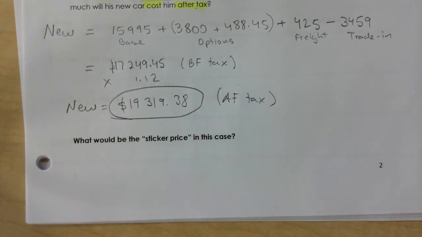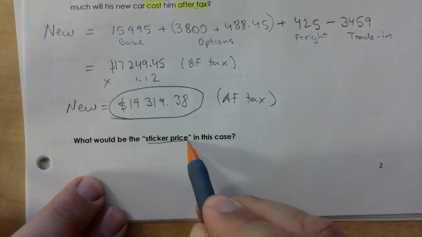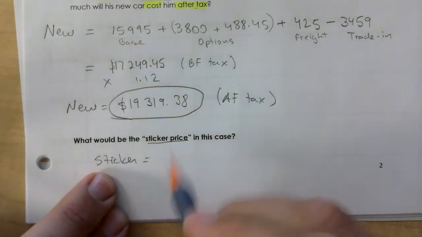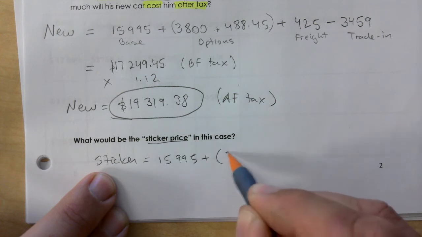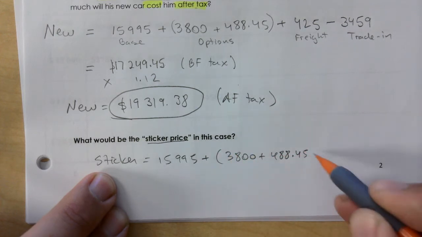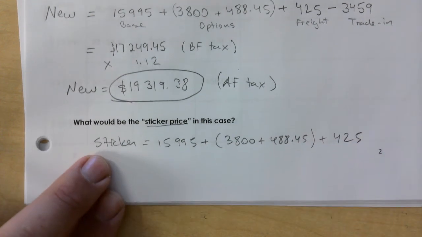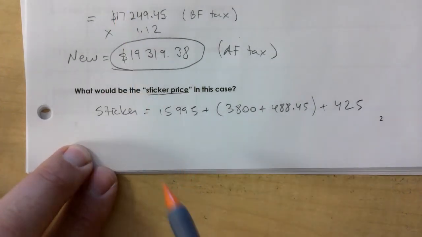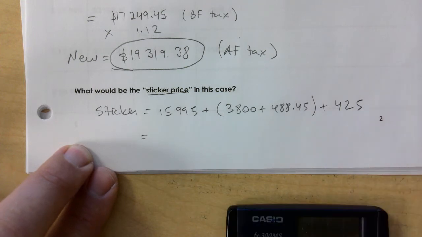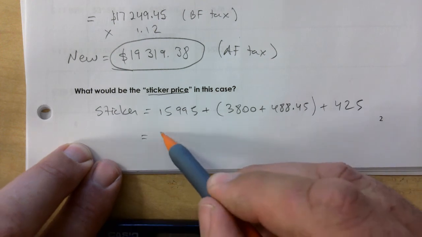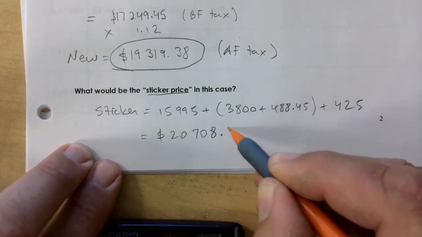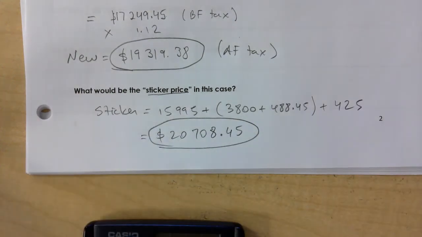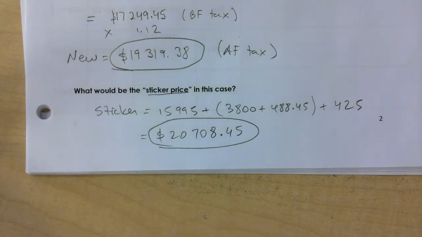So you can't always think every example is going to tell you exactly what to do, right? I'm throwing different scenarios at you, but you just need to know the concepts and then you will know how to proceed. So the sticker price is going to be base plus the options plus the transportation. You don't worry about the trade-in, you don't worry about taxes. So it's basically copying most of the first line that I have there. And that's 20,708.45. That's the sticker price. So you would have to subtract the trade-in and add taxes if you wanted the full amount, including taxes.